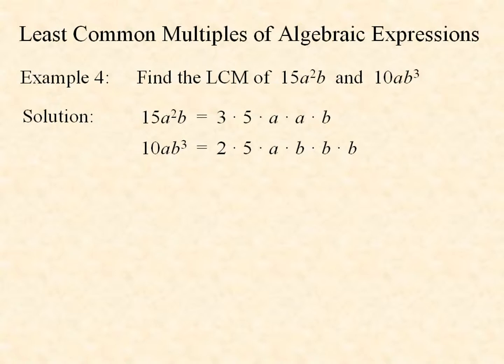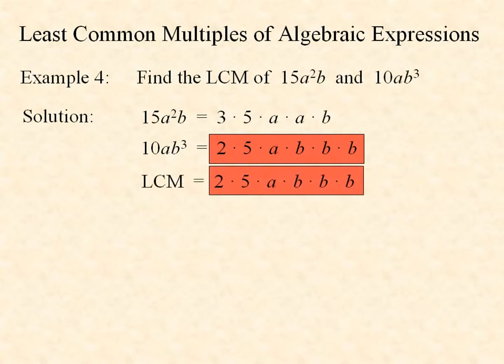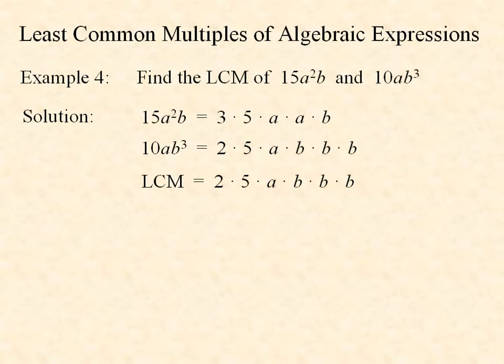Now, the 10ab to the third has the greatest number of factors. So we will start with that as part of our least common multiple. And then we look at the 15a squared b. It happens to have a 3, so we need to multiply by 3. And it also has 2 a's. We only have 1 a, so we need another a. So we multiply by 3 and a, and there's our least common multiple.